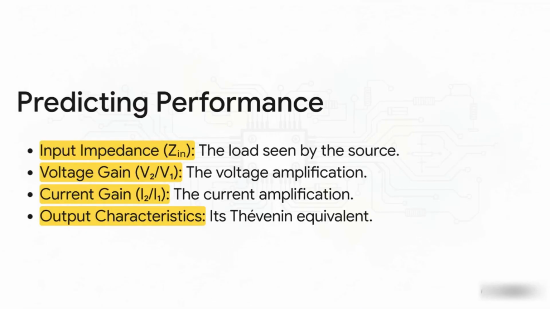And this is really where the rubber meets the road. With these parameters in hand, we can calculate all the key things an engineer actually cares about. We can find its input impedance, basically how much it loads down whatever is feeding it a signal. We can calculate its voltage gain and its current gain, how much it boosts or cuts the signal. We can even find its Thevenin equivalent, which is just a fancy way of saying we can create a simple, standard model of how its output will behave. This is the heart of practical circuit design.